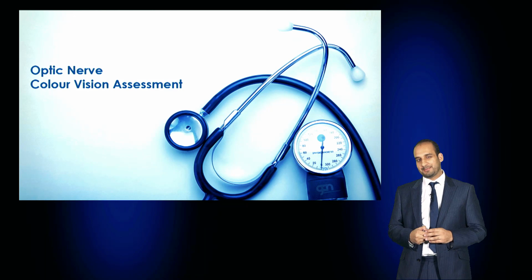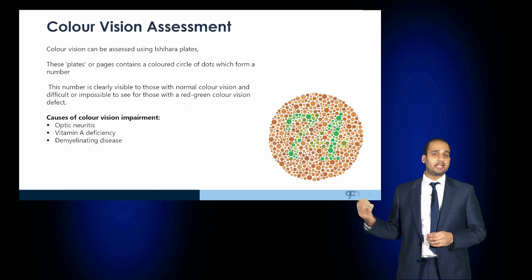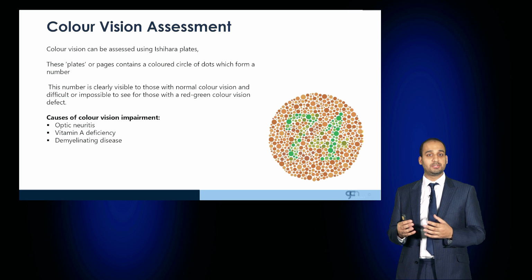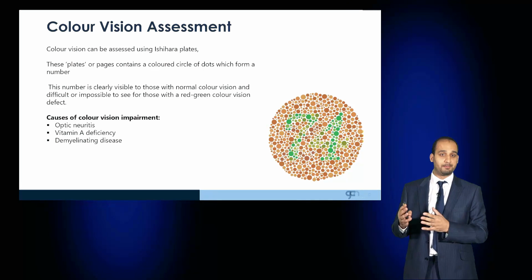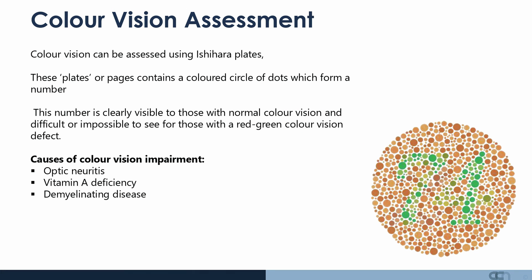Now move on to examine the patient's colour vision. Using Ishihara colour plates, these are plates which contain coloured circles, and within those embedded is a number, and the patient is asked to read and discern what the number is. If they have difficulty doing this, they may have red-green colour blindness. This may be as a result of optic neuritis, vitamin A deficiency, or demyelinating disease.